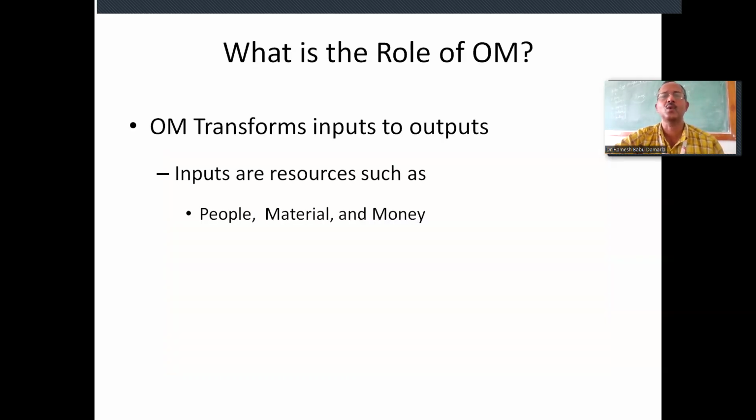Now let us see what is the role of operations management. Basically, it transforms inputs into outputs as we discussed through 4 M's, plus one more M is manufacturing, one more M is methodology.